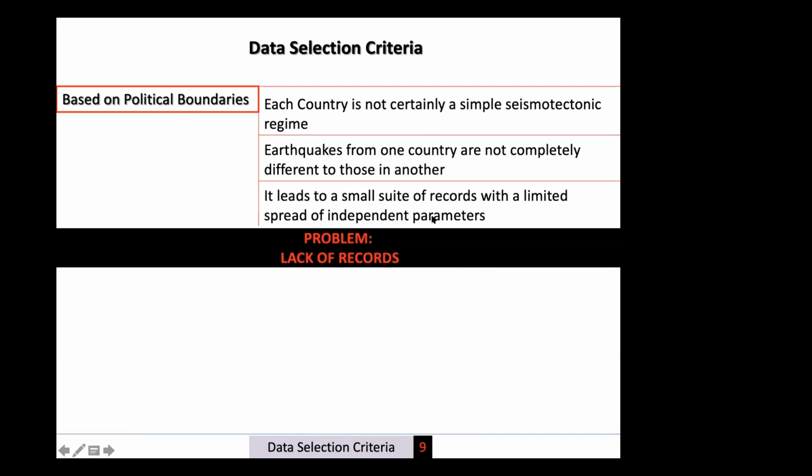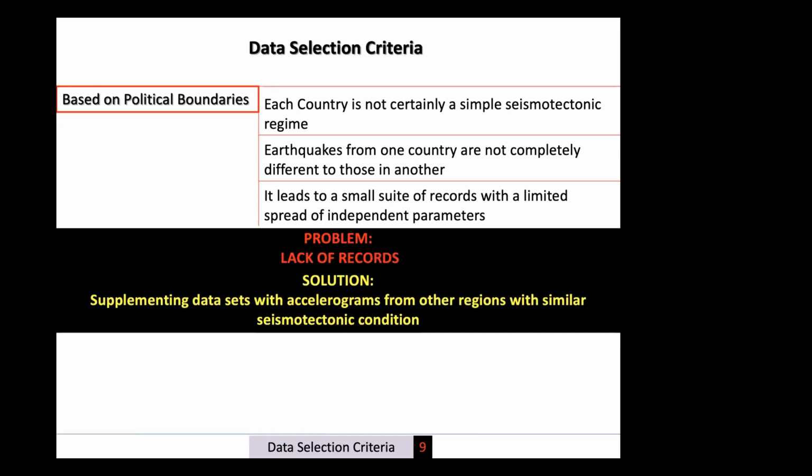So one problem could be the lack of records. A solution to this problem is to supplement data sets with accelerometer records from other regions with similar seismotectonic conditions. For example, a couple of years ago, the strong motion network in Iran was not sufficient for estimating ground motion prediction equations, so the researchers combined and supplemented that data set with those of very well recorded earthquakes in California, because they believed the earthquakes are somehow similar in seismotectonic conditions in these two regions. So this is one solution.